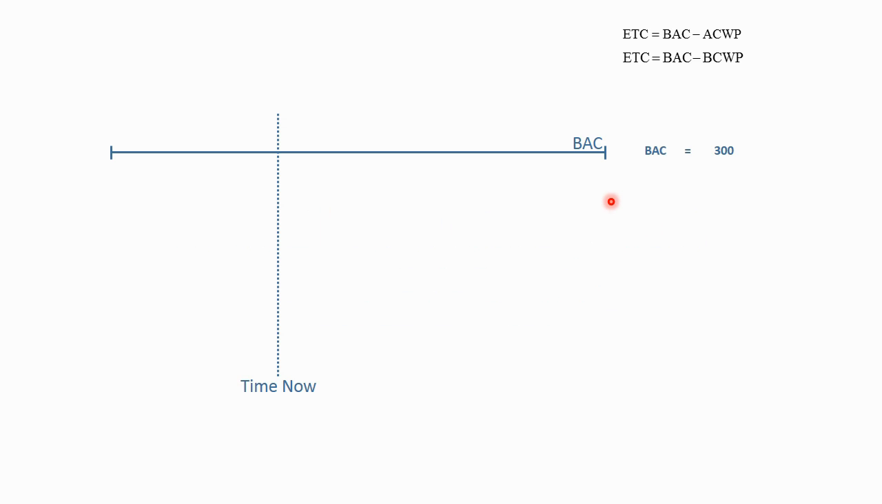Okay, so we're back in our same situation where we have a budget at completion of 300 hours. Budget cost of work scheduled is 100 hours. And as I said in the previous section, this plan never changes. So there's always 100 hours of budgeted cost work scheduled, or planned value, that occurs at this time. Now in this scenario, the project performs 100 hours of work on schedule.